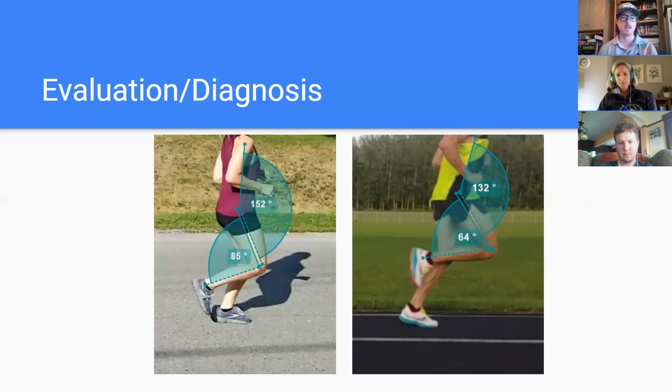And being upright like that is actually going to be slowing our runner down. So we want to get that forward lean. And so you can see the 20-degree difference from novice to expert.